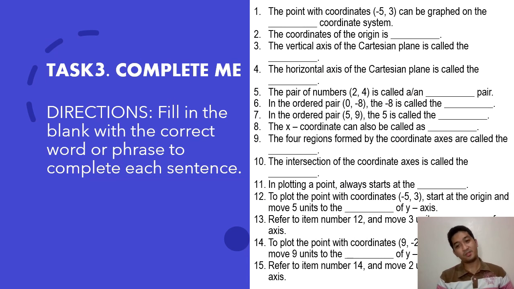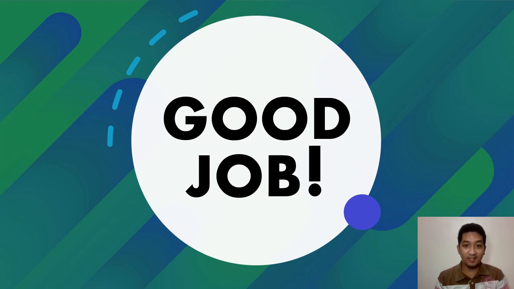Next one is easy. So, you will just answer this on your answer sheet. So, complete me. Fill in the blank with the correct word or phrase to complete each sentence. Ito ay identification type lang of what have I already discussed with you. Okay? So, yeah, that ends my discussion for the week 4 of your modular distance learning in Math 8.